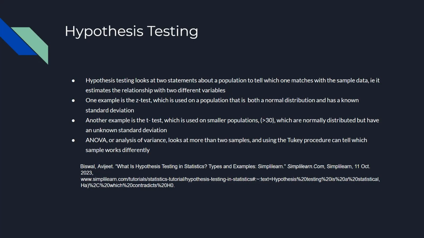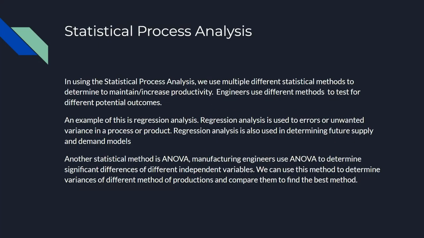Then we have ANOVA, which is the analysis of variance, and it'll look at more than two samples, and using something called the Tukey procedure, you can tell which sample is working differently, whether or not that sample is what you need in this scenario.